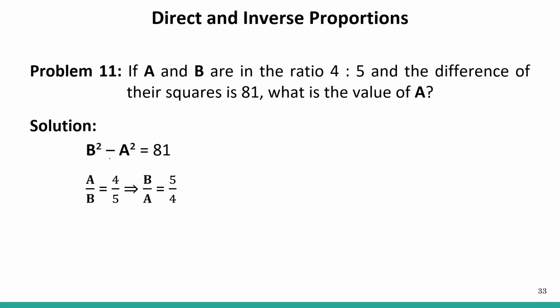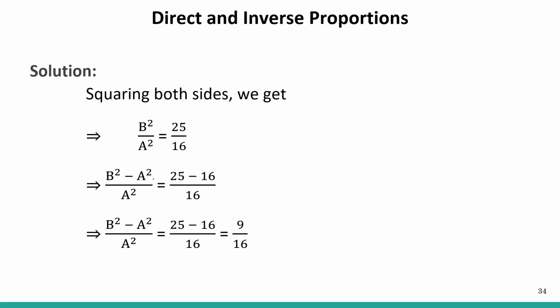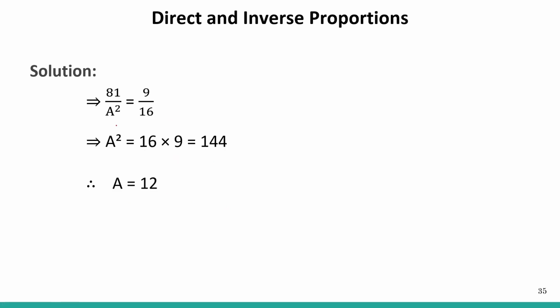Given that B square minus A square is equal to 81. Okay. So A is to B is equal to 4:5. So B is to A will be what? 5:4. So squaring both the sides, B square by A square is equal to 25 by 16. So B square minus A square by A square is equal to what? 9 by 16. So 81 by A square is equal to 9 by 16. So A square is equal to 16 into 9, which is 144. So this implies that A is equal to 12.